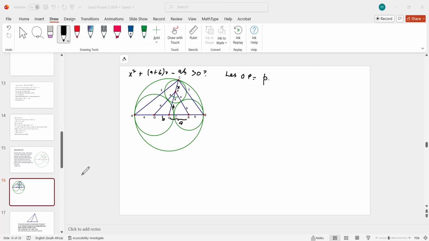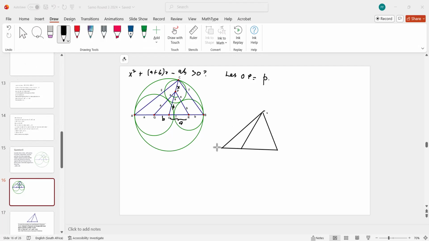Now, to calculate this, we actually use an interesting result, which is a little known, but I suppose by the time you get to the third round, you should know a little bit more than school geometry.